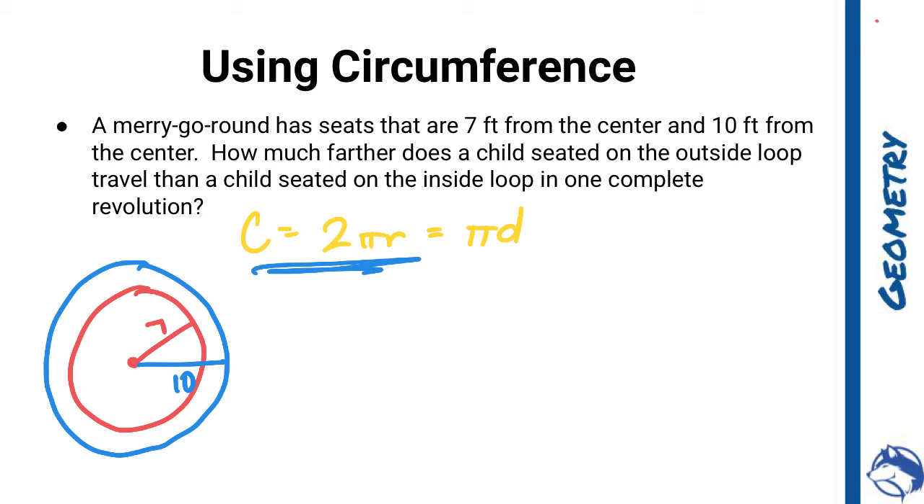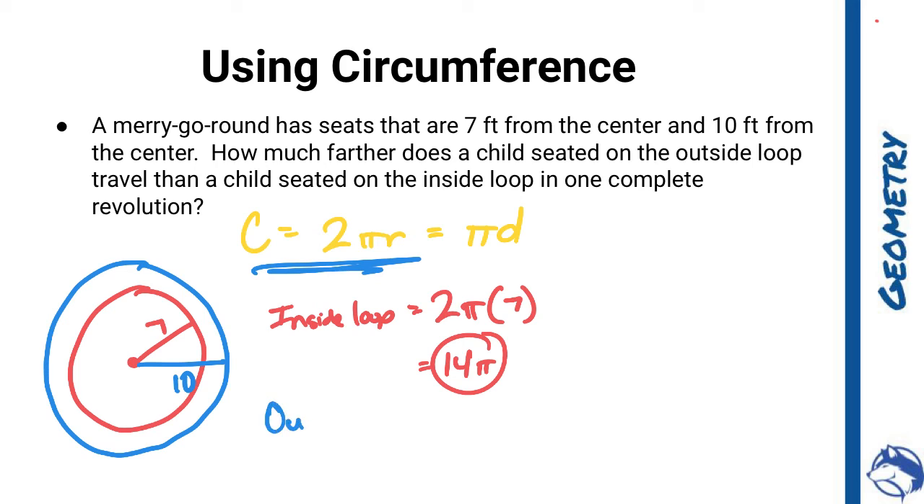We want to know how much farther a child seated on the outside loop travels than a child seated on the inside loop for one revolution. So I'm going to have to do two different things here. Inside loop is going to be equal to 2 pi times 7, which ends up being 14 pi.